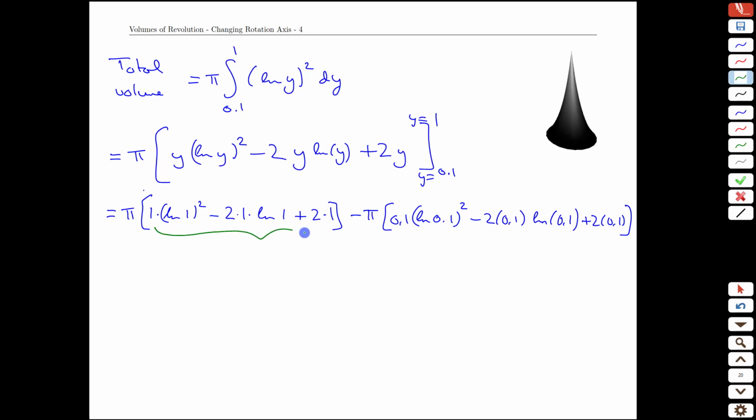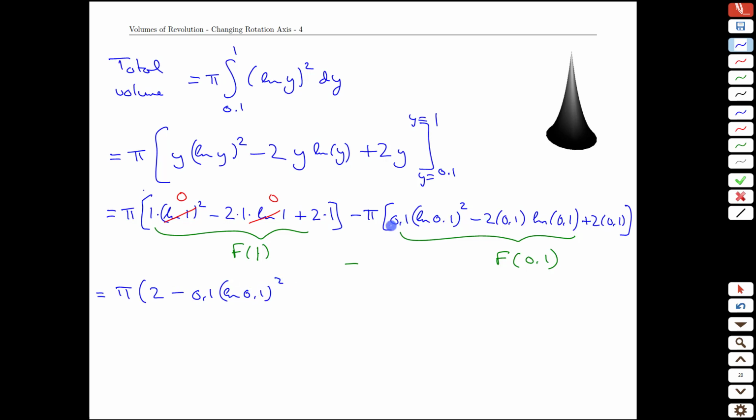All of this together is our antiderivative with the value 1 subbed in, and our antiderivative with the value 0.1 subbed in. Some of these tidy up quite nicely. The ln of 1s in particular are just 0 values. Ln of 1 is 0. That's about all the basic tidying that we can do. But we can rewrite this with the signs cleared up. We'll have 2 minus 0.1 ln of 0.1 squared, and we'll have a plus 0.2 ln of 0.1, and a negative and a positive makes a negative 0.2.